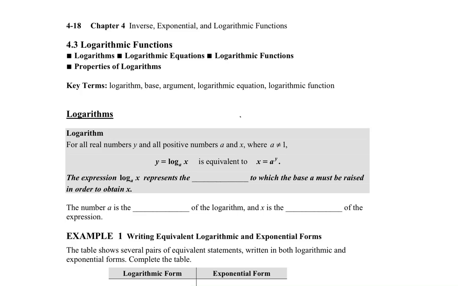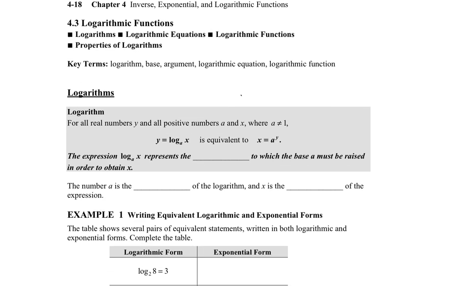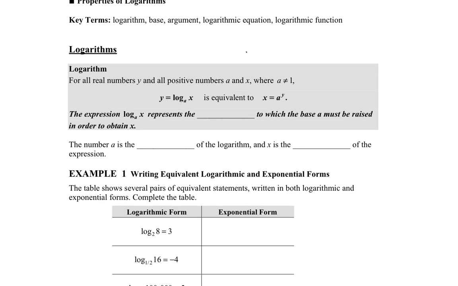All right, so section 4.3 is logarithmic functions. For all real numbers y and all positive numbers a and x where a is not equal to 1, y equals the log base a of x, which is equivalent to the exponential form of x equals a to the y. Notice that all the variables are the same and we go from using a log to having an exponent. That makes it easier to put in the calculator, by the way.